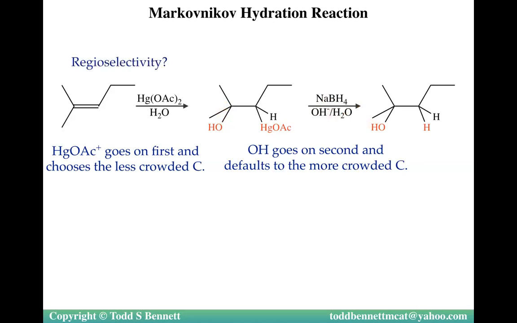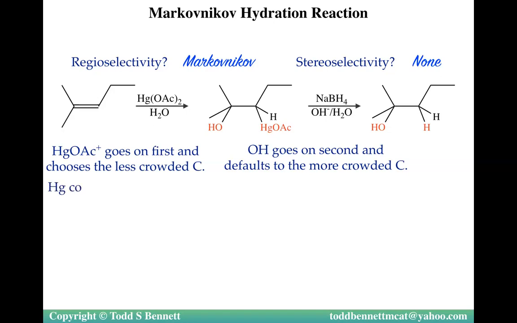One of the things we're going to transition into is looking at mechanisms. Whenever we do a mechanism, we have to ask two questions. First, the question about the regioselectivity: where does the reaction occur? Our answer is HgOAc goes on first, so it goes on the less crowded carbon, and OH defaults to the more crowded carbon. So it's Markovnikov addition. And then stereochemistry: we don't get any new stereocenters. So in this specific case, it doesn't matter, but we always have to consider that. So this one, no big deal.